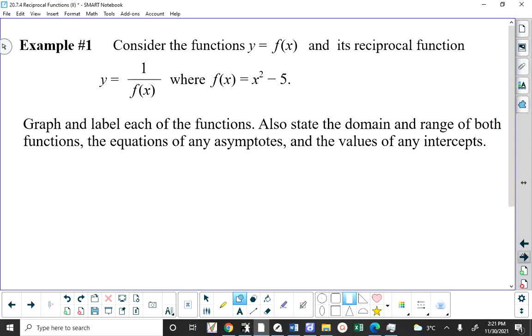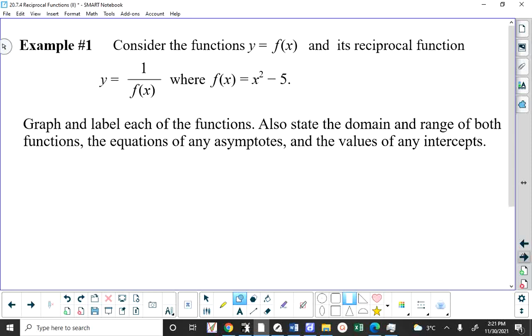First example, if y equals f of x and the reciprocal is y equals 1 over f of x, so let's just stop for a second. That statement up to where it says 1 over f of x, that's every question we've been working on in this section. Y equals f of x is the original. Y equals 1 over f of x is the new function. In this example, the original function is x squared minus 5.